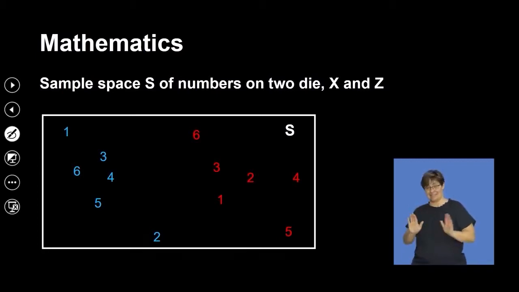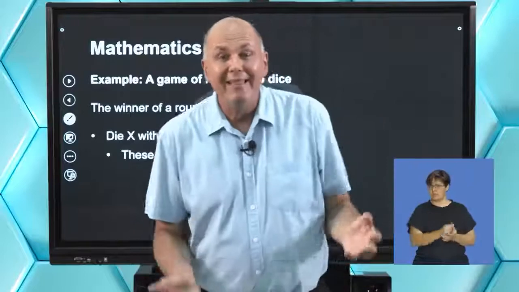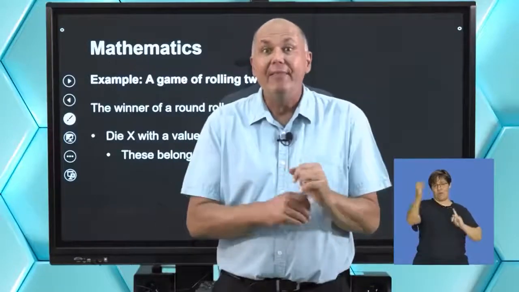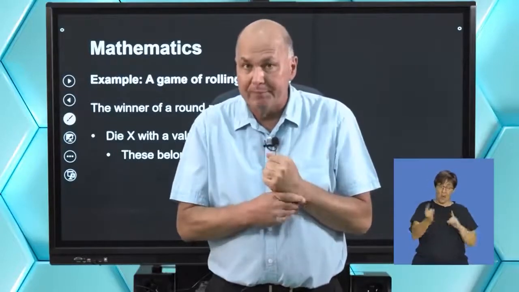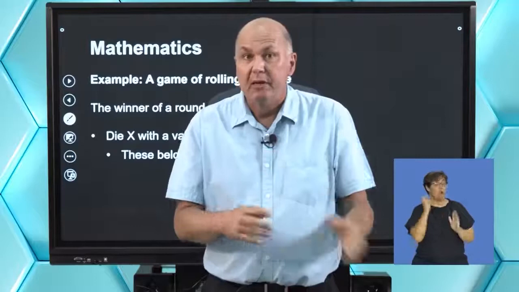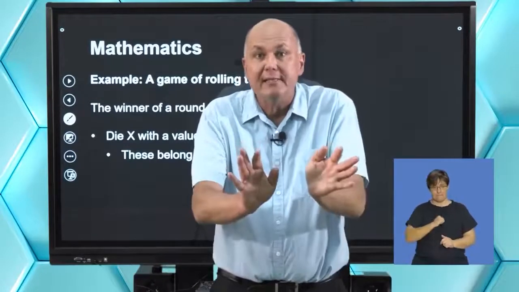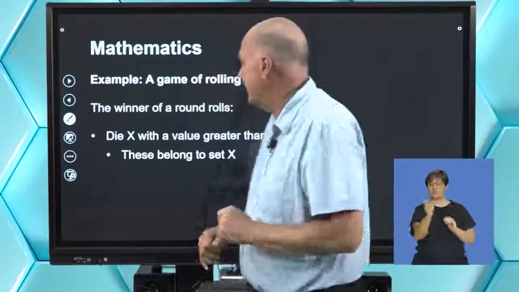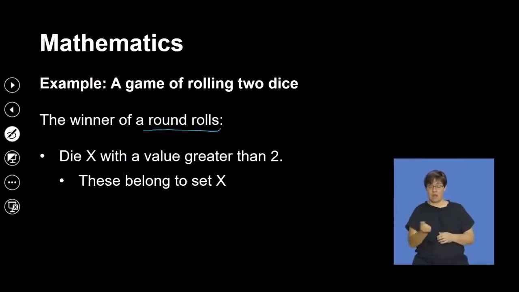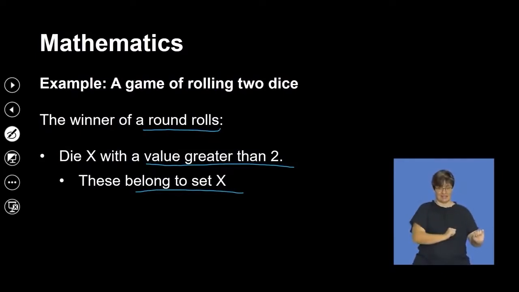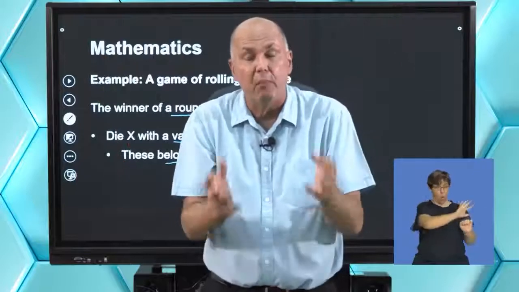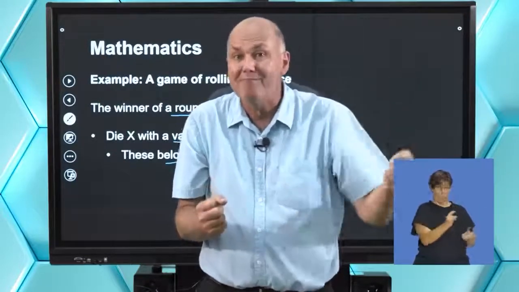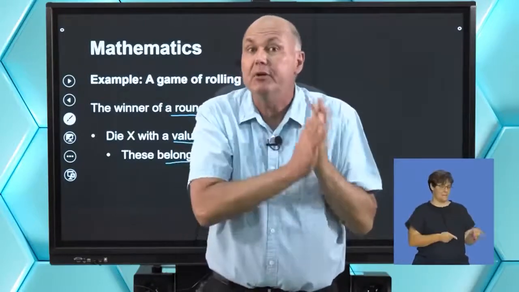Now, what are the rules of the game? Remember, the game is all about winning, and there are only certain things that are going to make you a winner. It's very important that you understand the rules, because you're going to take turns, and you're going to throw 2 dice, and you want to know whether you've won the round or not. So have a look at what the rules are for this particular game. The winner of a round rolls die X with a value that is greater than 2. These belong to set X. Not all the numbers that are part of X are going to be winning numbers. Only some of them. They have to be greater than 2.